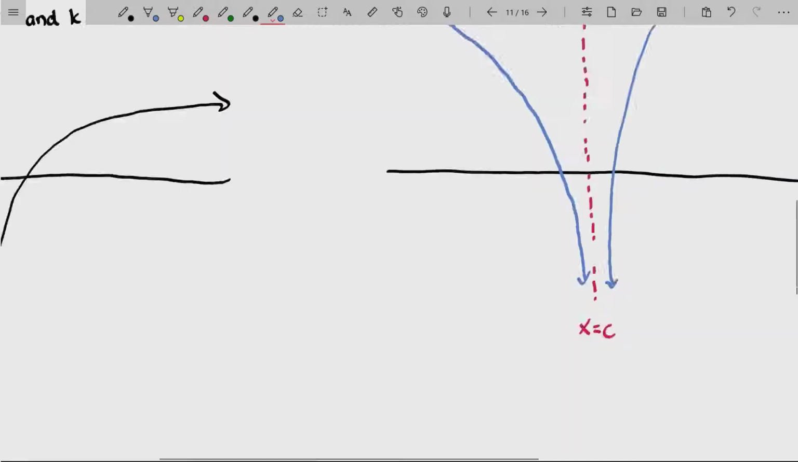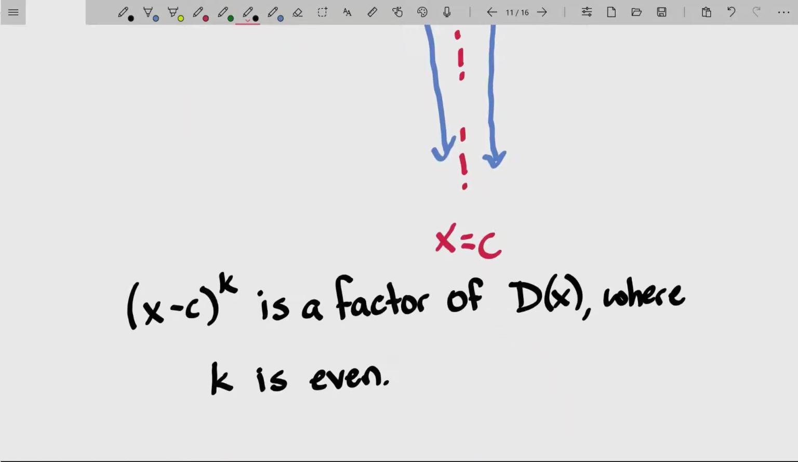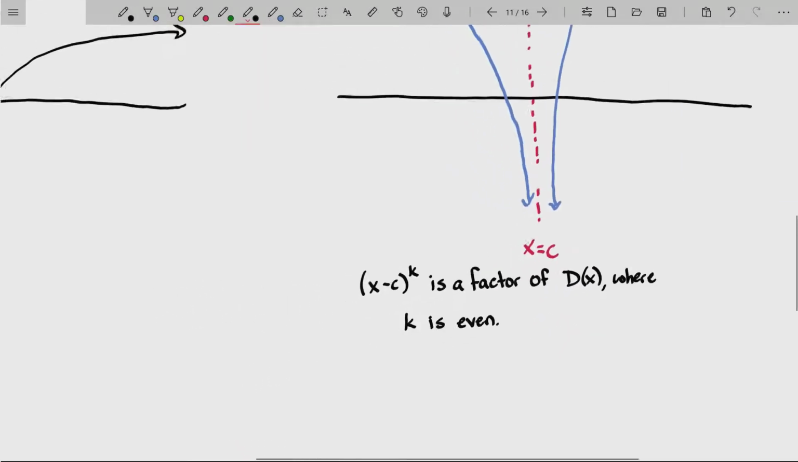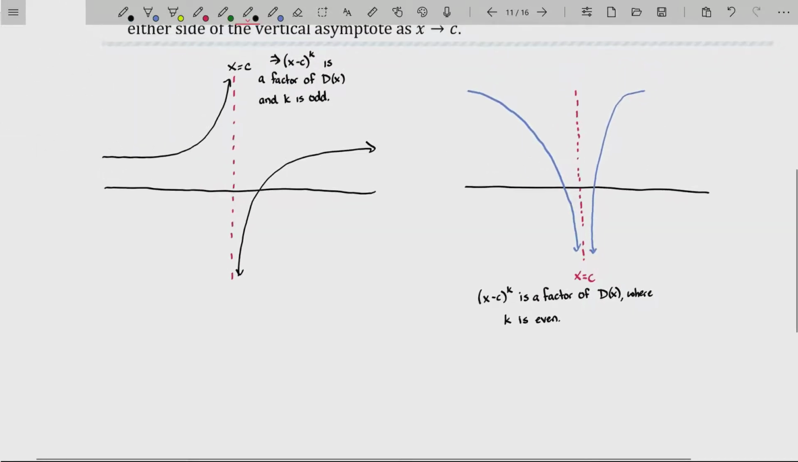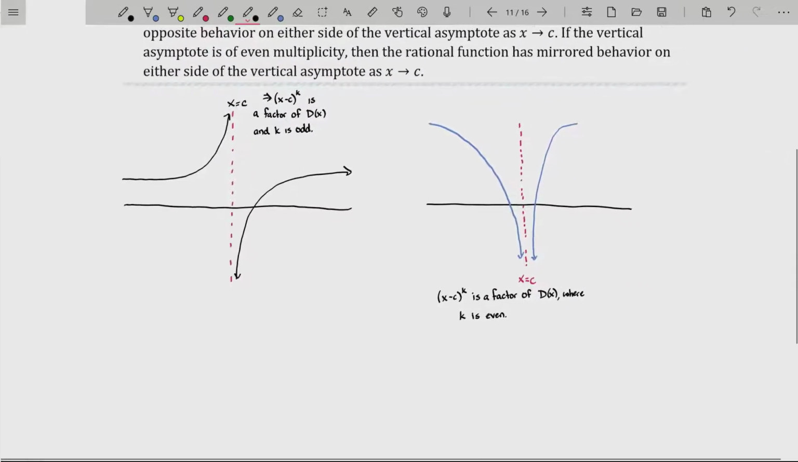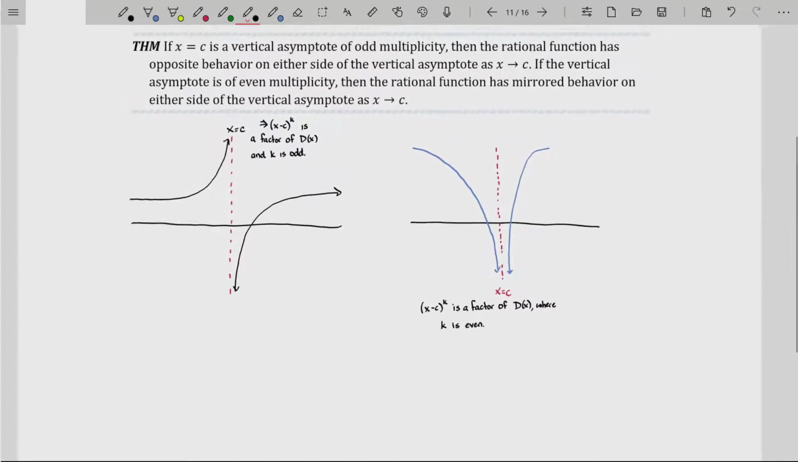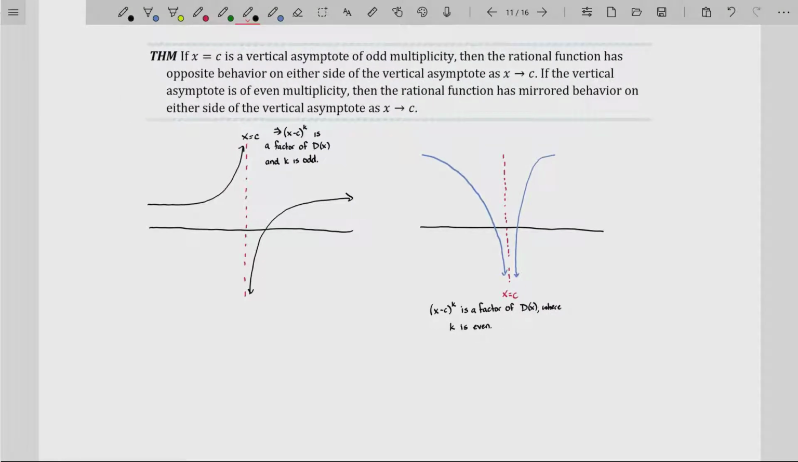And I'll zoom in and write that down. And again, it is important to know that this is assuming you have already reduced the rational function down to where there's no common factors between numerator and denominator. That is critical here. So even multiplicity implies same behavior on both sides.